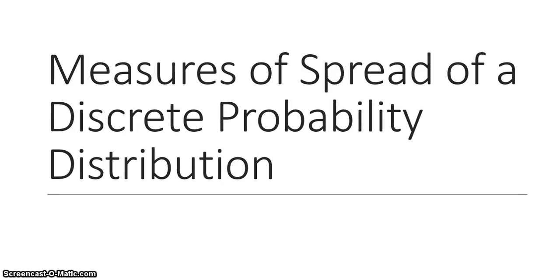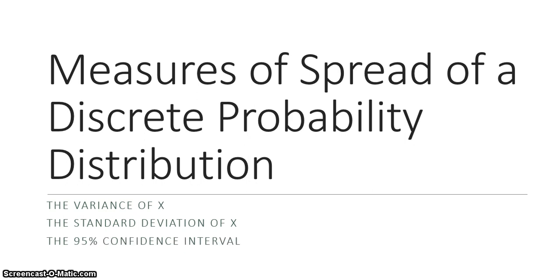In this tutorial, we're going to be looking at the measures of spread of a discrete probability distribution. And there are three things we're going to be talking about. Firstly, the variance of x and what it is and how it's calculated. Secondly, the standard deviation of x and how it relates to the variance. And lastly, the 95% confidence interval and how it's calculated.